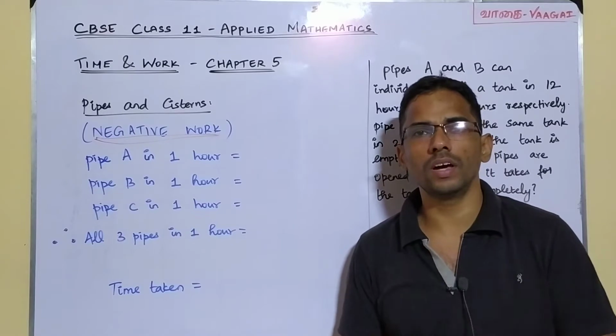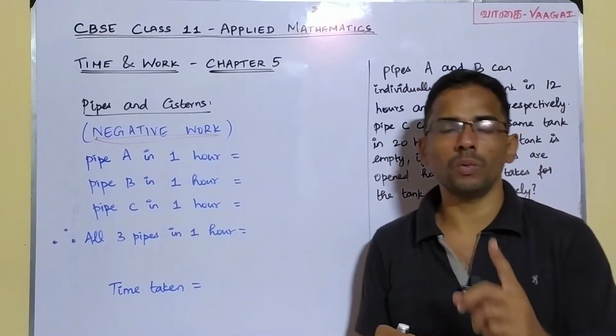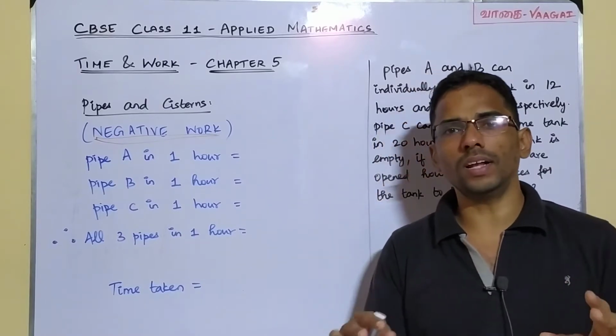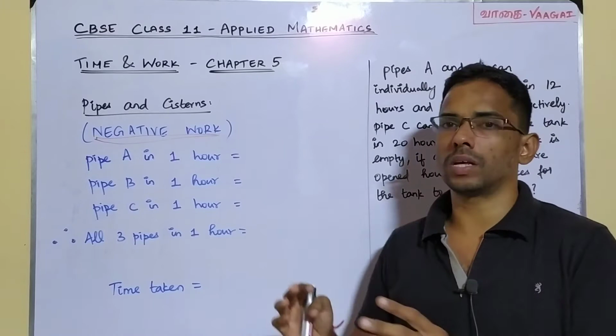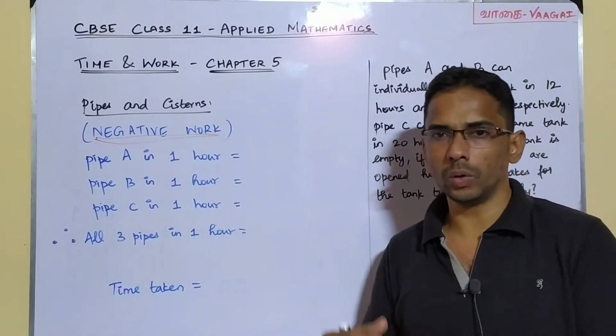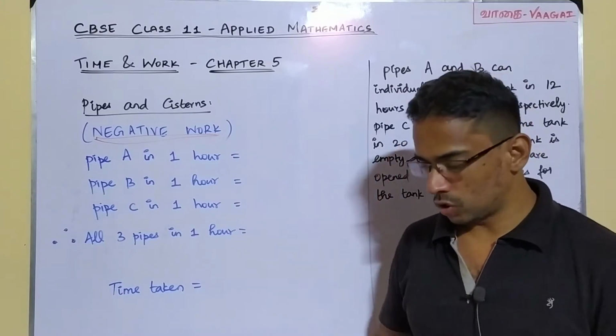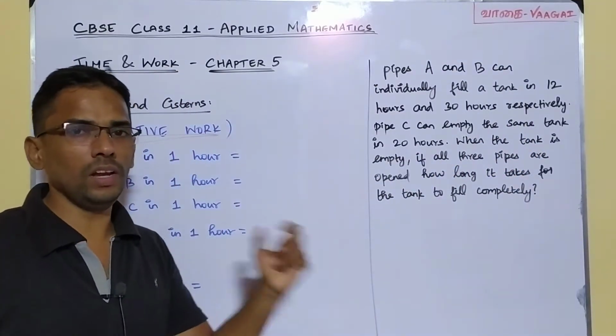That is what we are going to discuss using a very good problem. We are going to see only one problem here, and I feel that one problem is enough for you to understand this pipes and cisterns problem, and also how negative work is going to take a role here. So let us directly jump into the question, and then we'll get into the solving part.